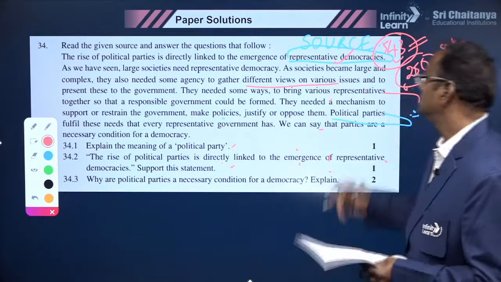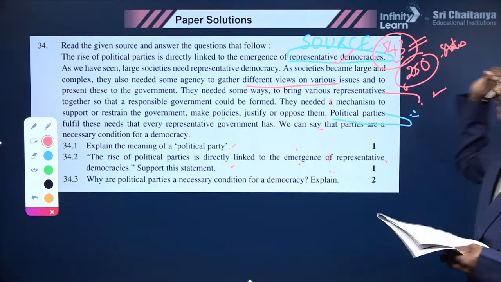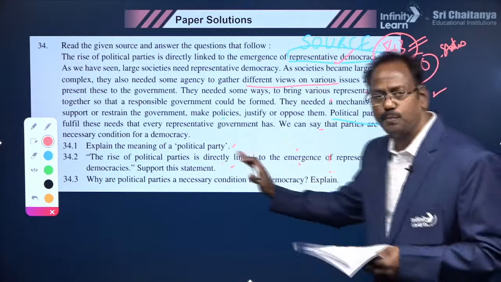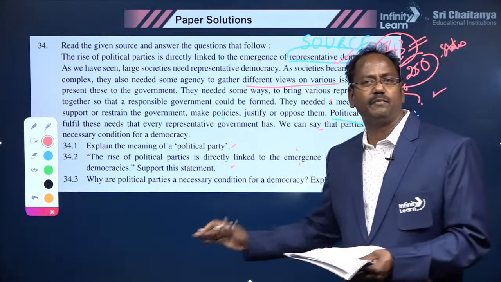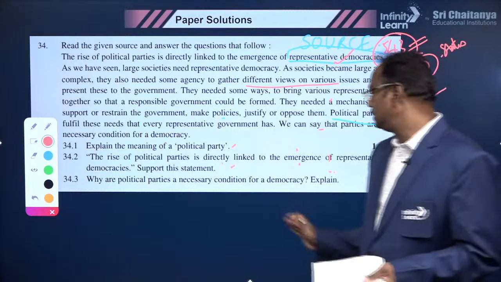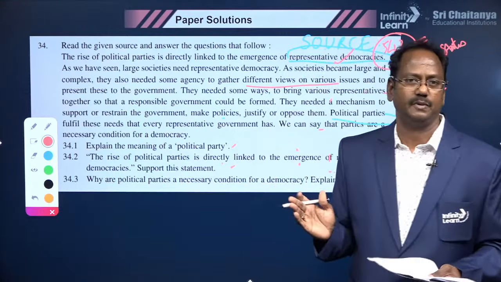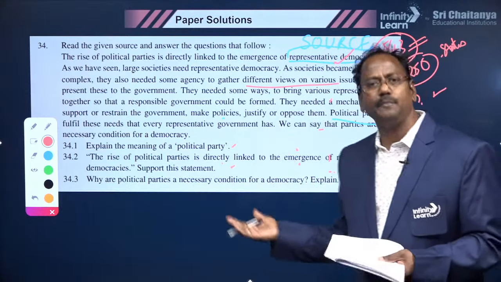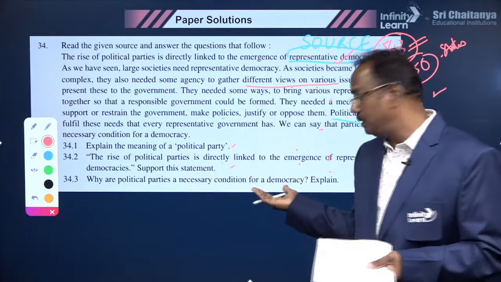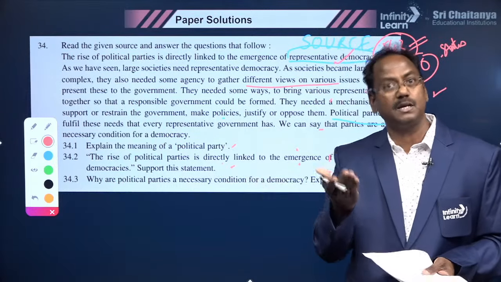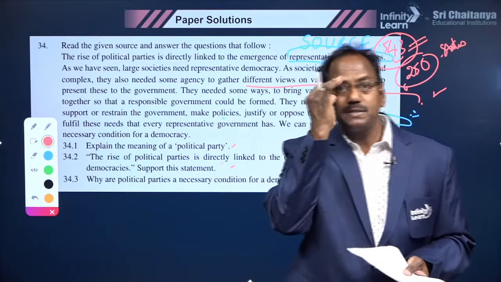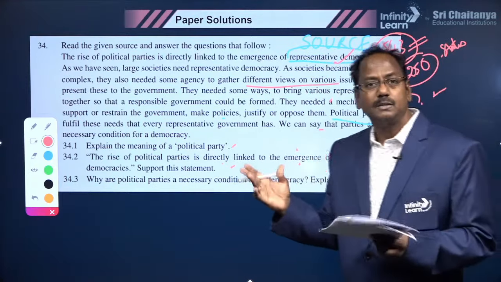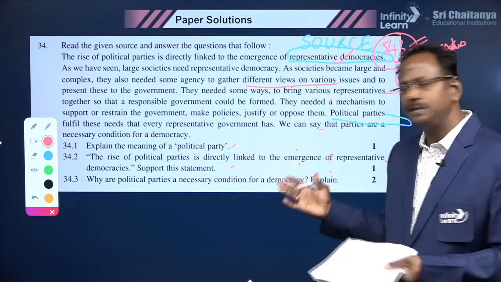That's the reason political parties are the most important condition for democracy. If there are no political parties, democracy is not that successful. At the same time, in a political system, how many parties are there? One party, two party, multi-party. Nowadays, given the complexity of society, in a country like India, the multi-party system is most relevant.